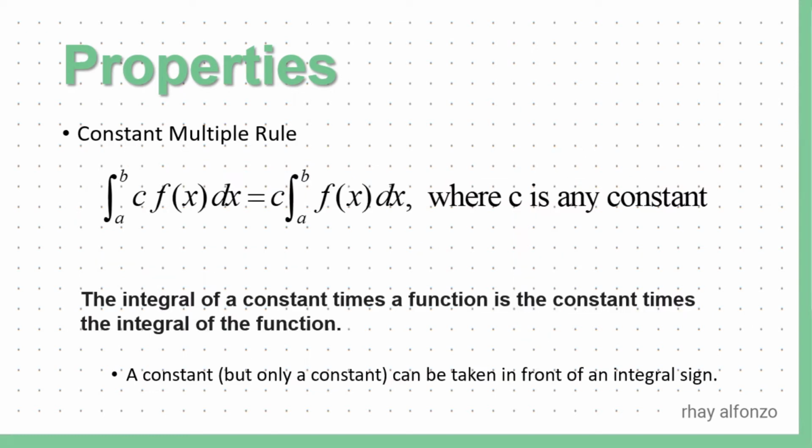Next, we have the constant multiple rule. So we have the integral of c times the function f of x dx from a to b, which is equal to c times the integral of f of x dx from a to b, where c is any constant. This property states that the integral of a constant times a function is the constant times the integral of the function, meaning we can take out that constant in front of the integral sign and we will still get the same answer. So let's try that with an example.